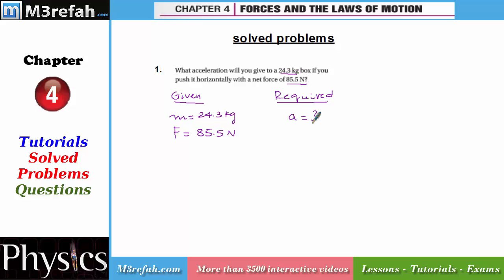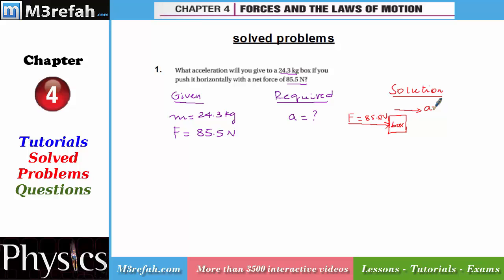So let's see the solution. We know that the mass of the object is given and the force applied on the object is given. So we are asked to find the acceleration. This is a box, so there is an applied force, which is given by 85.5 Newton. Then when this force is applied on the given object, it will accelerate to the right. That's A. So we want to find the value of this acceleration.